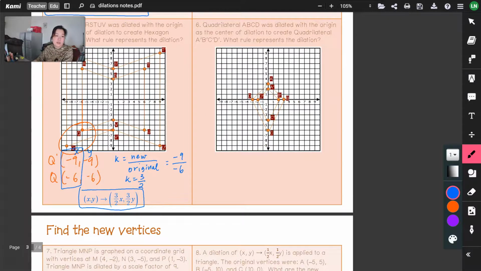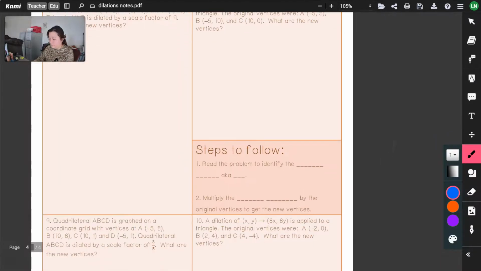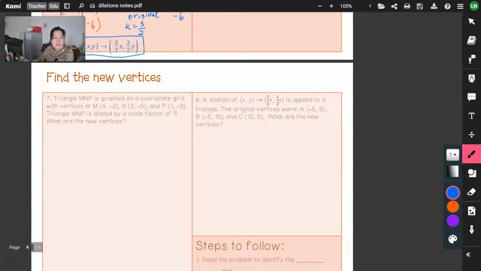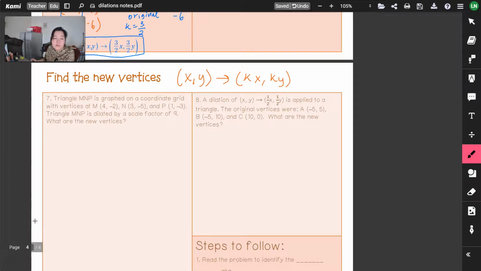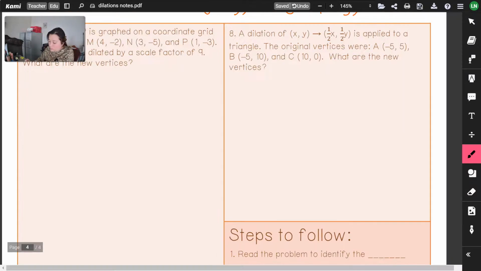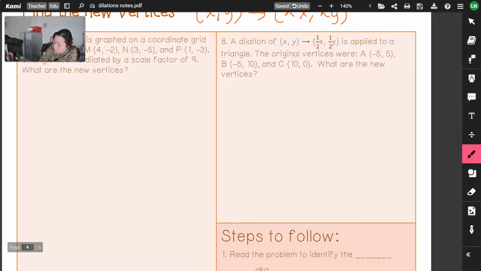Okay, last page. These are where we need to find the new vertices. Okay, so again, rehash the rule. (x, y) is the original coordinates. And then your new coordinates will be (kx, ky). It's important. So number 7 says, triangle MNP is graphed on a coordinate grid with these vertices. It is then dilated by a scale factor of 9, so what are the new vertices?